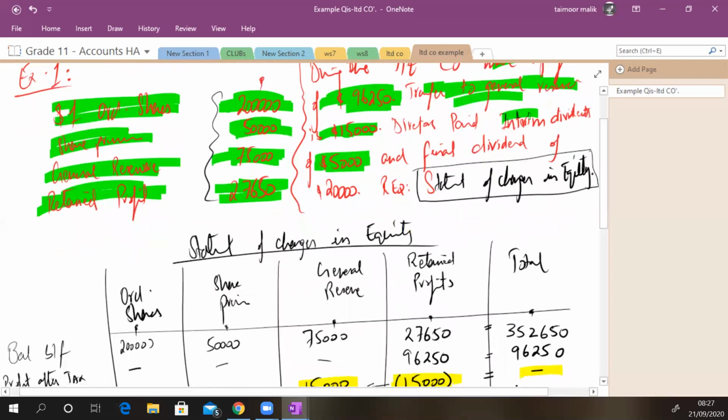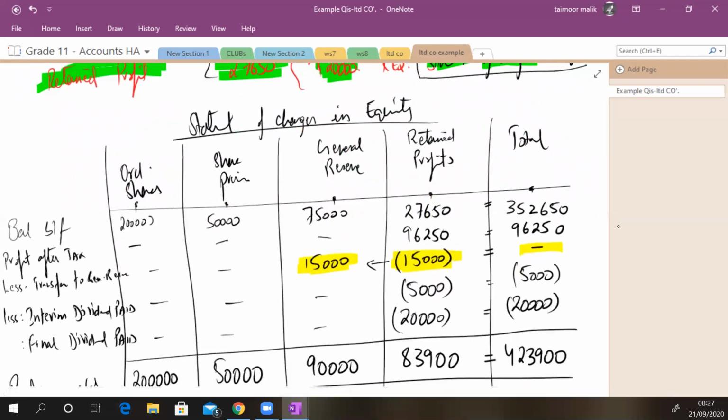Okay. Interim dividend means dividend paid during the year. Any dividend which is paid during the year is interim dividend. Final dividend means dividend paid at the end of the year. Okay. So during the year, the company paid dividend of 5,000, and at the end of the year, company paid a dividend of 20,000. You have to prepare a statement of changes in equity. Okay. Now, what comes in the company equity? Ordinary shares, share premium, then reserves, retained profit.